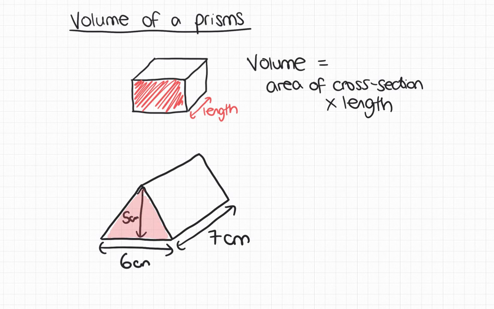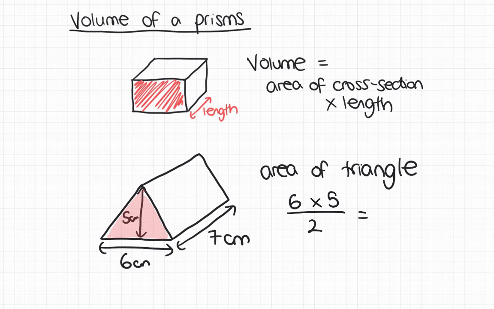So the first thing I need to work out is the area of that first bit. So the area of the cross section, which is a triangle. So let's work out the area of a triangle. We know from above that area of the triangle is base times height divided by 2. So 6 times 5 is 30, divided by 2 is 15 centimetres squared. That's the area of that front face I've coloured in.